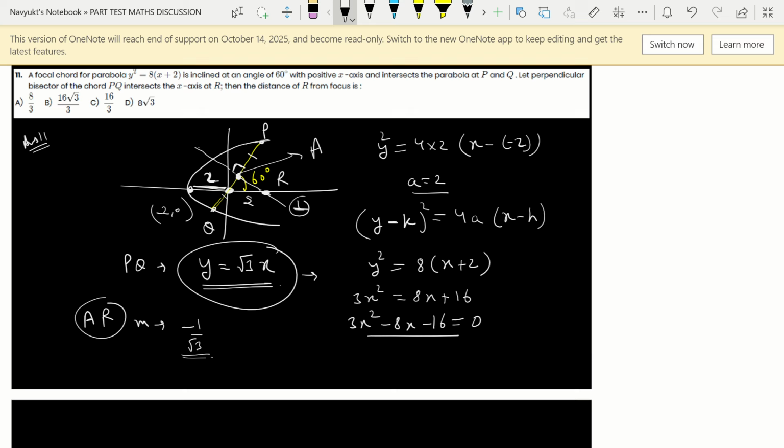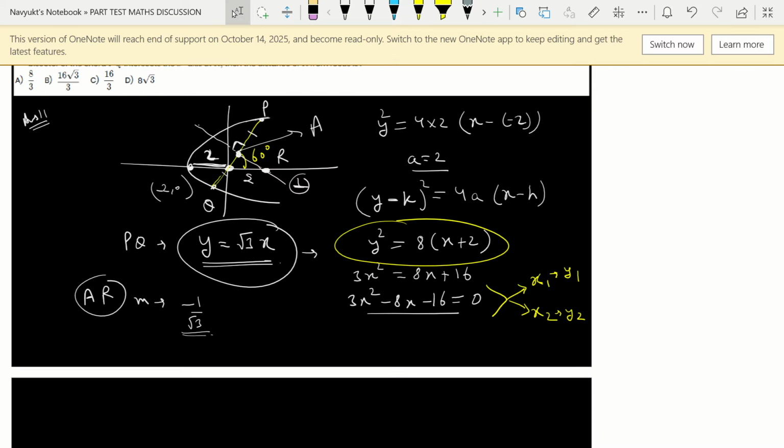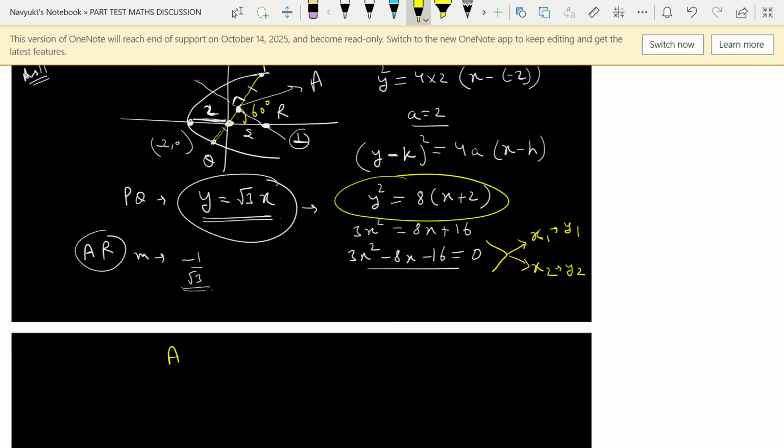So coming back to this quadratic equation, this will give me two outputs, right? This will give me some point x1, and another point x2. Correspondingly, I will get some y1 and some y2. These only would be the P and Q points, because these are the intersection points of our PQ line and our parabola, correct? So this should be the P and Q points.